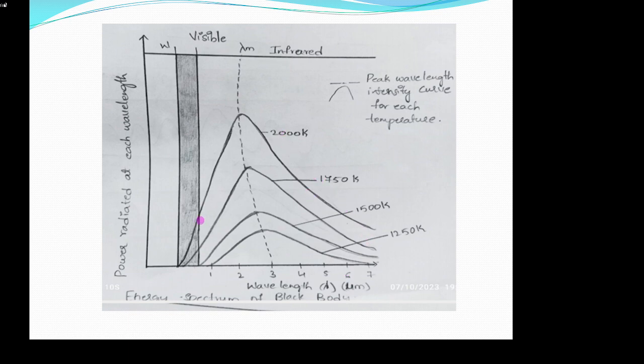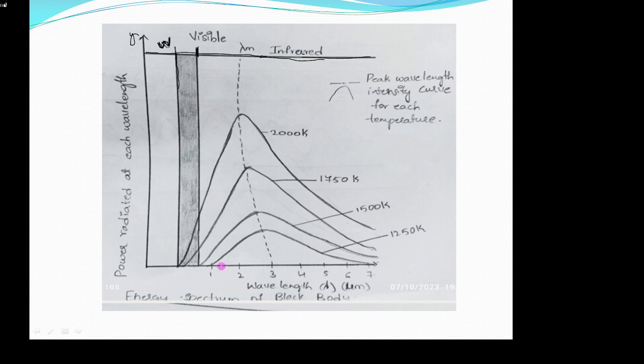In this graph, the x-axis is wavelength and the y-axis is power radiated. These are the different radiations. This region represents ultraviolet (UV) radiation, next visible radiation, and this region infrared radiation, because a black body can emit all wavelengths.